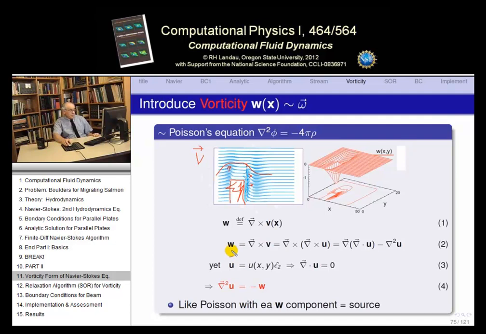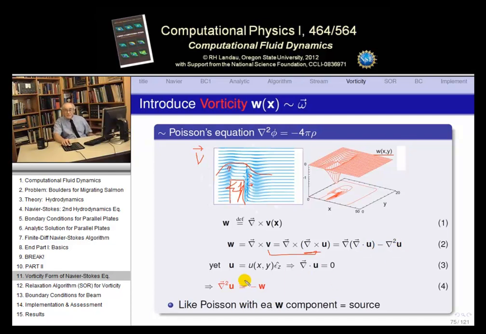So W is equal to just the curl of velocity, but we've defined the velocity, V, just to be the curl of U. So together, W, the vorticity, is gradient del dot U minus del squared U. Okay. So that's equation two.